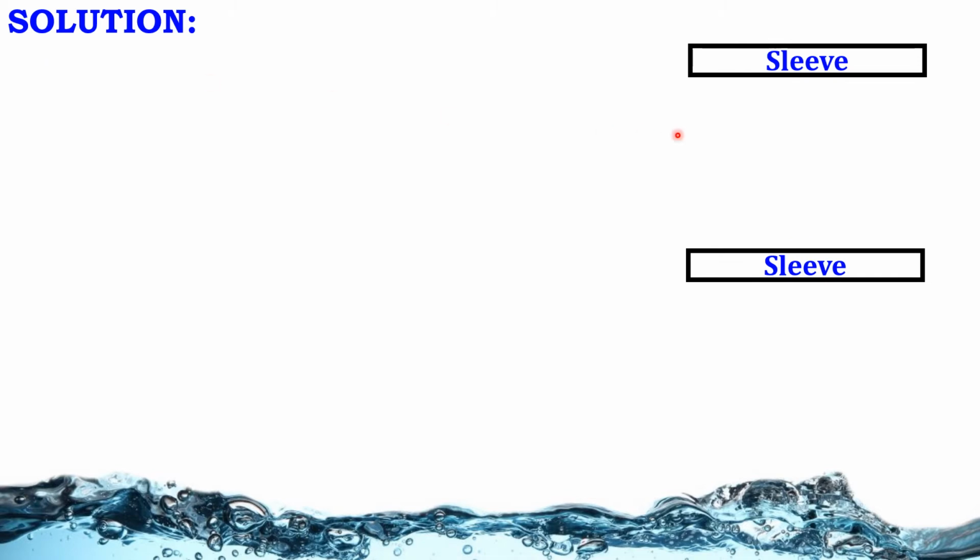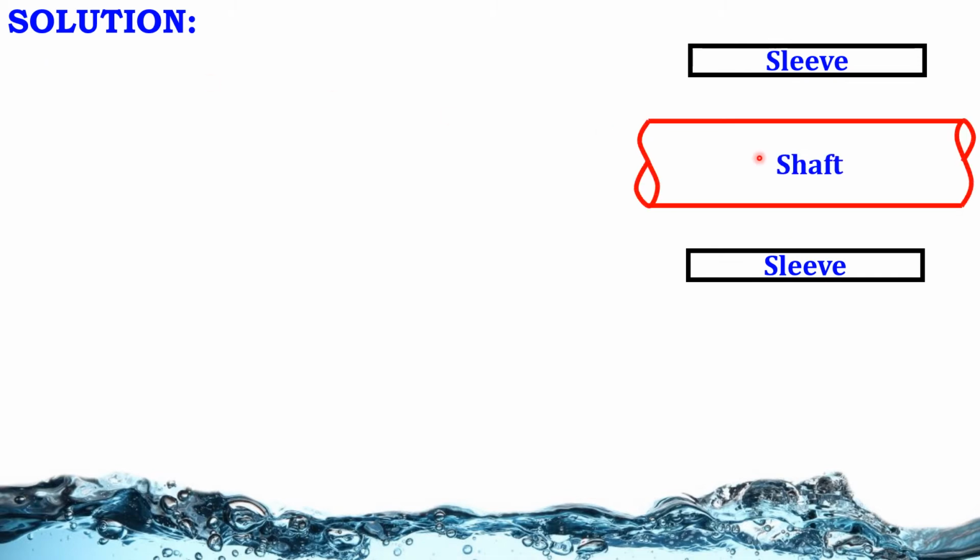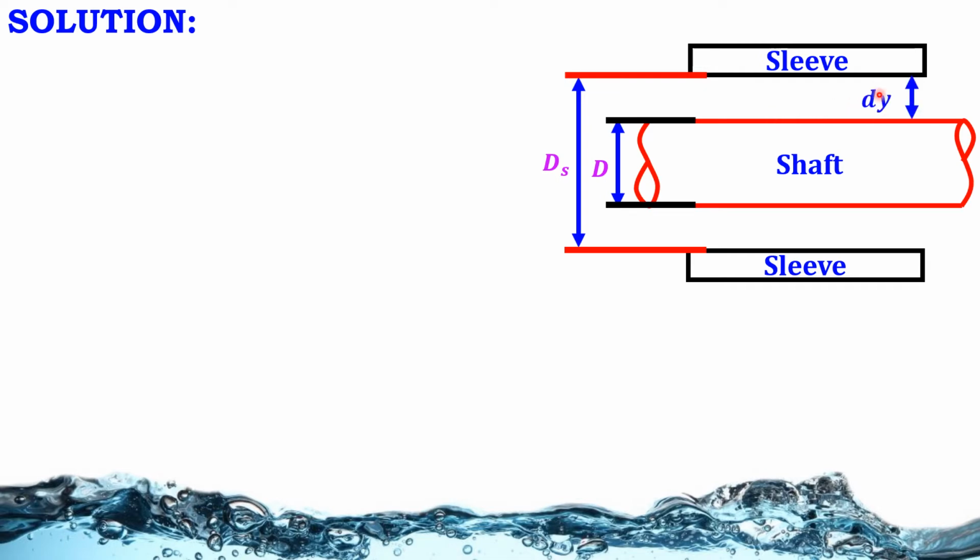Solution. First, we are going to draw a shaft and sleeve assembly. Sleeve. In between the sleeve, we have the shaft. The diameter of the sleeve is ds. The diameter of the shaft is d. The distance between the sleeve and the shaft is dy. And F is the force acting on the shaft and sleeve assembly.